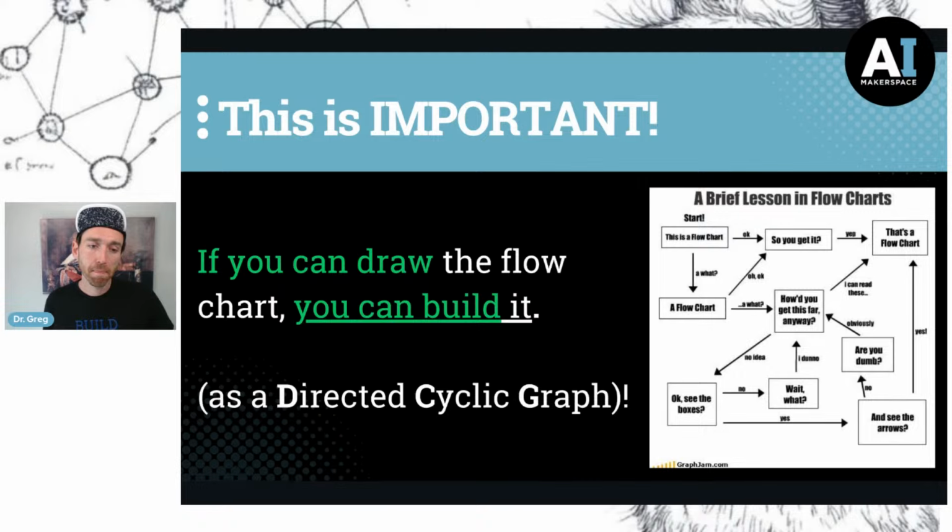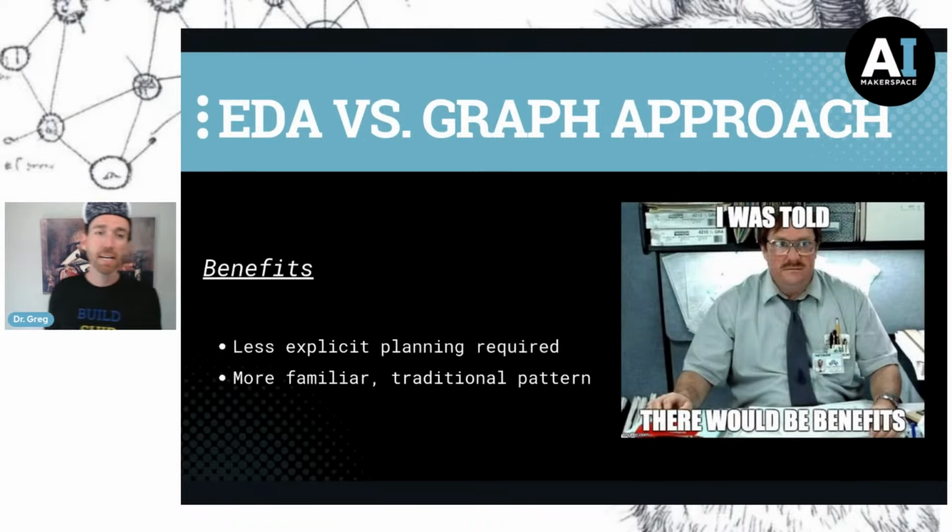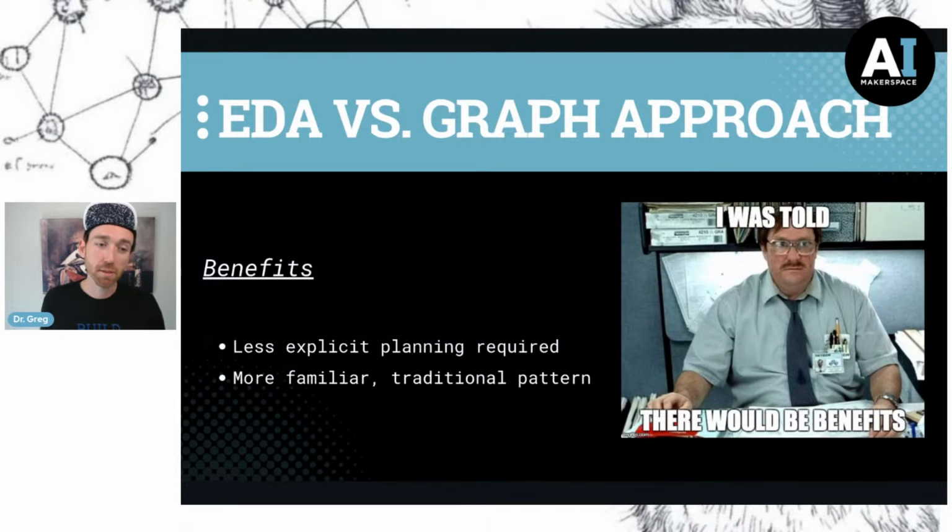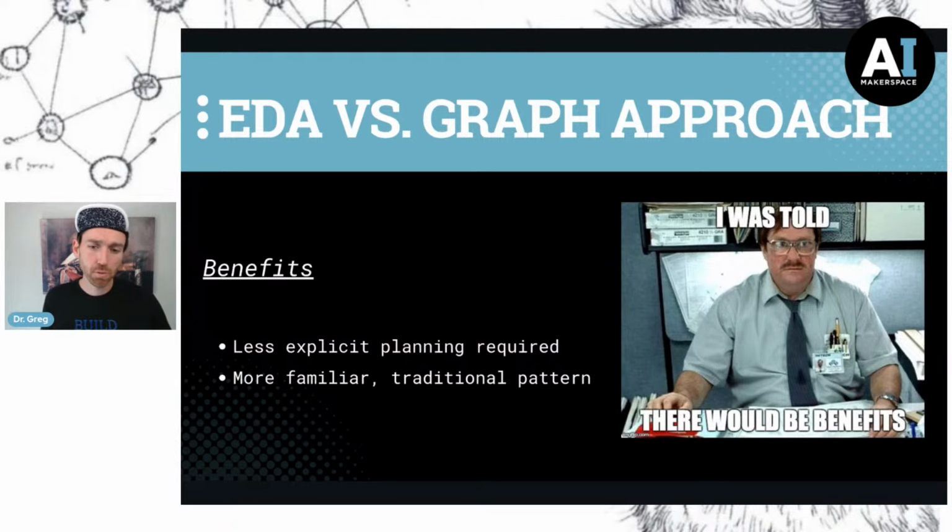So what are some of the benefits of an event-driven approach versus a graph-based approach, and vice versa? Well, as far as we can tell, the benefits of an event-driven architecture are that you need to do less explicit planning of exactly what the execution flow of your program is going to be. And the event-driven idea, using event handlers and this kind of thing, is something that most programmers with experience in industry are going to be familiar with coming into this. So you kind of have that going for it as well.